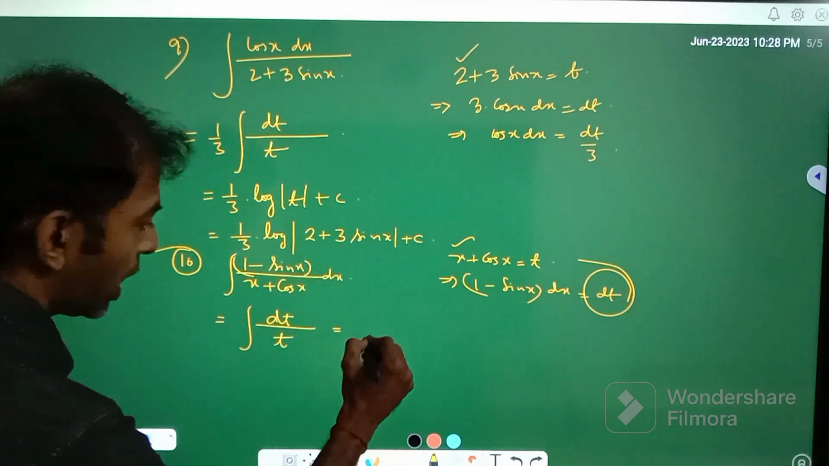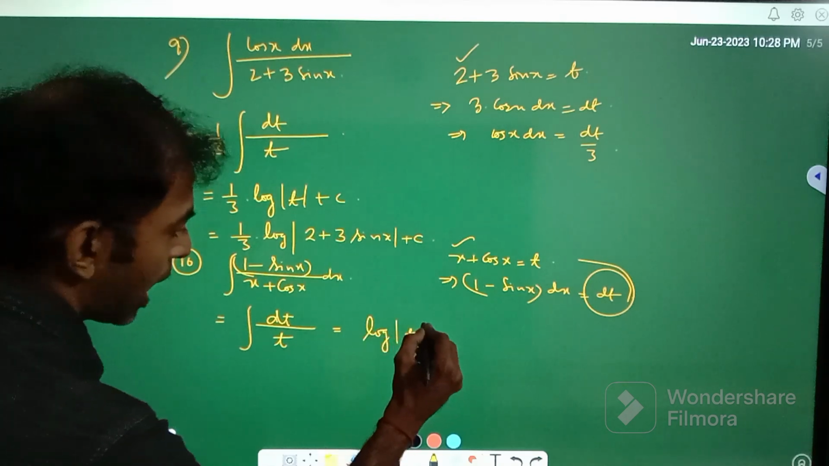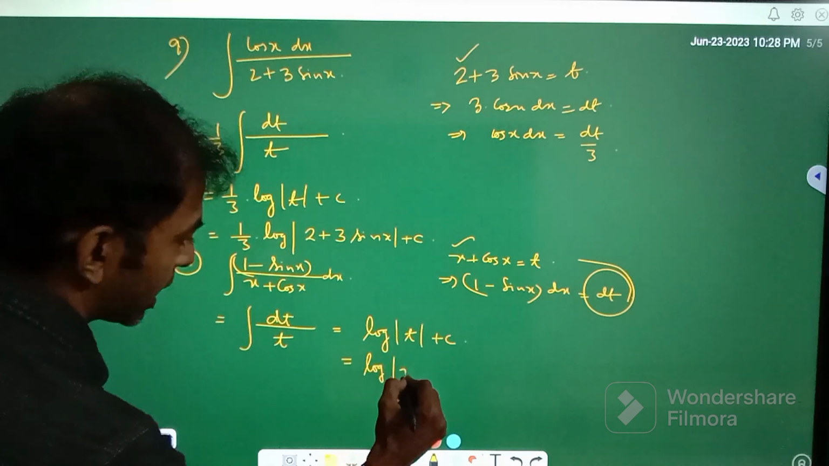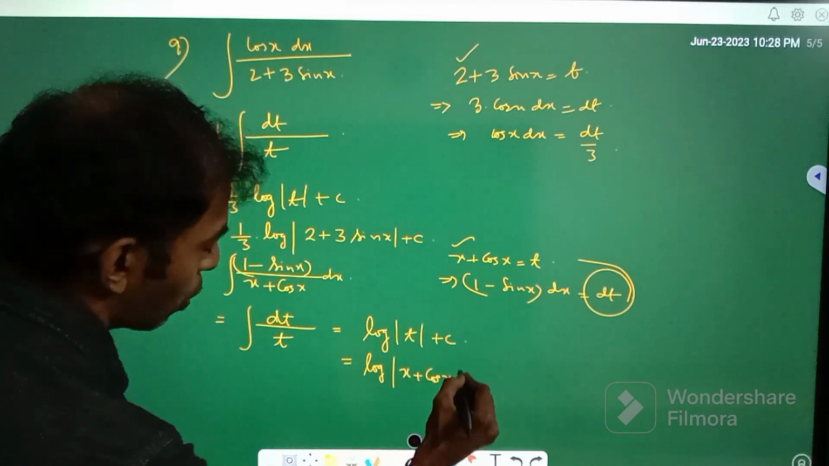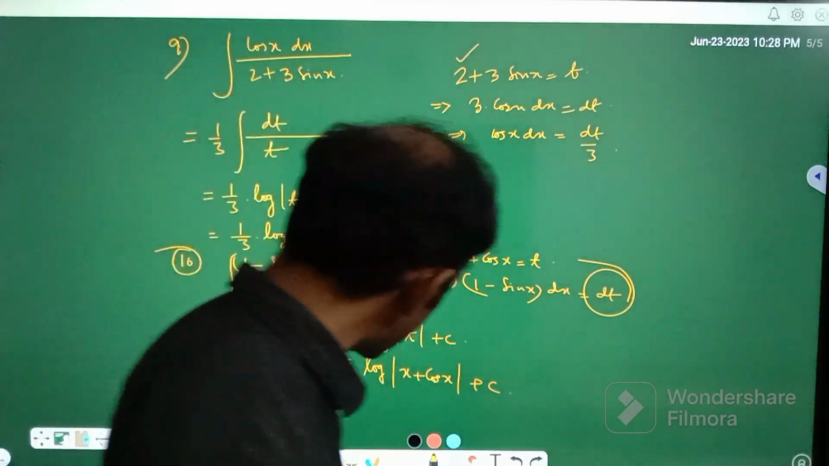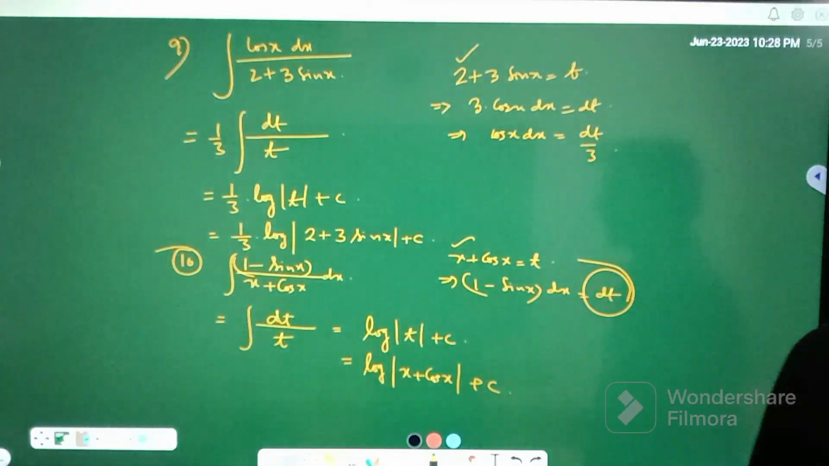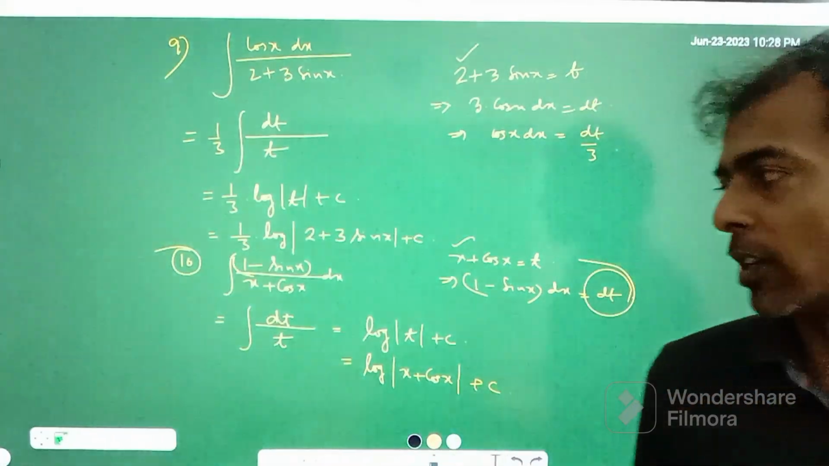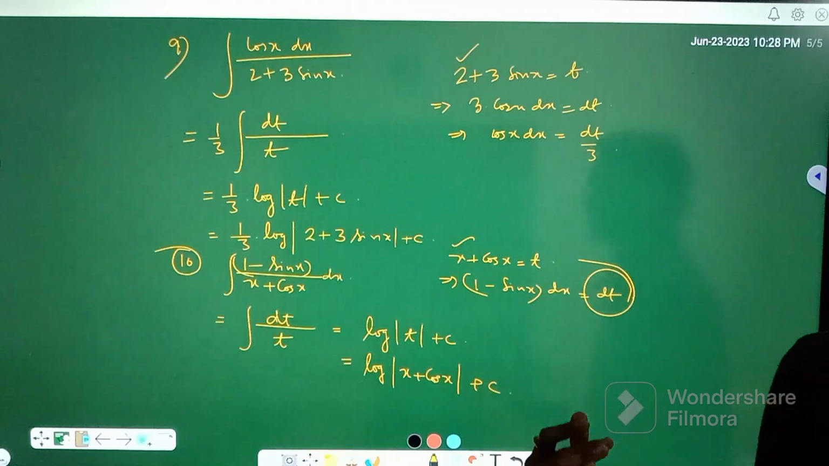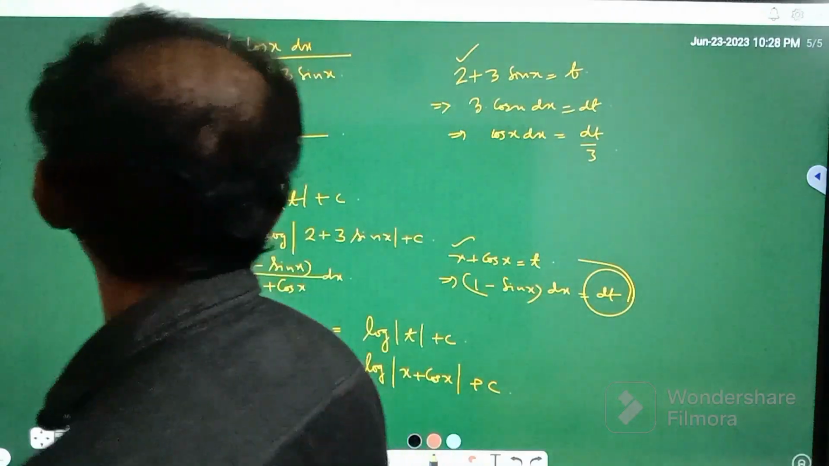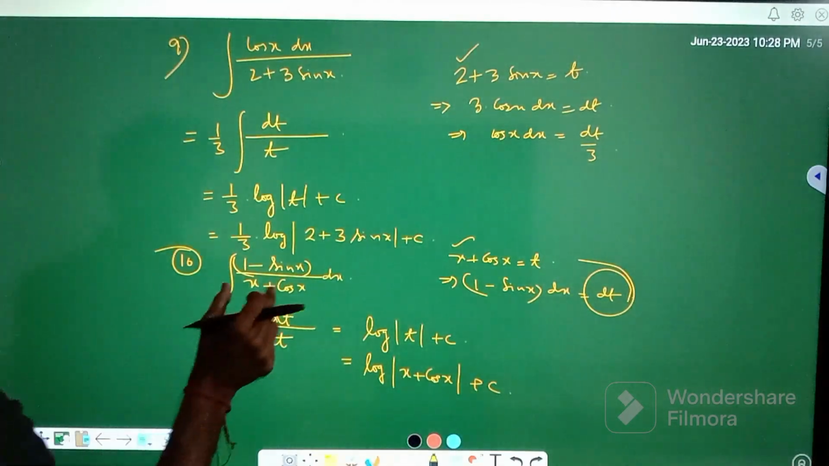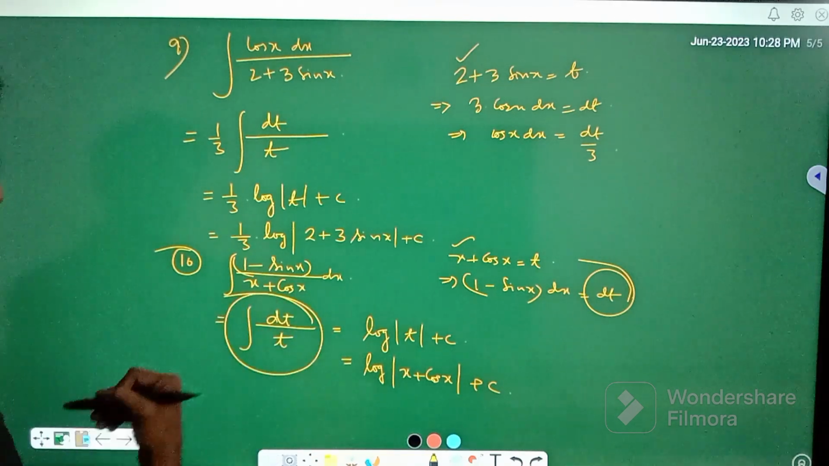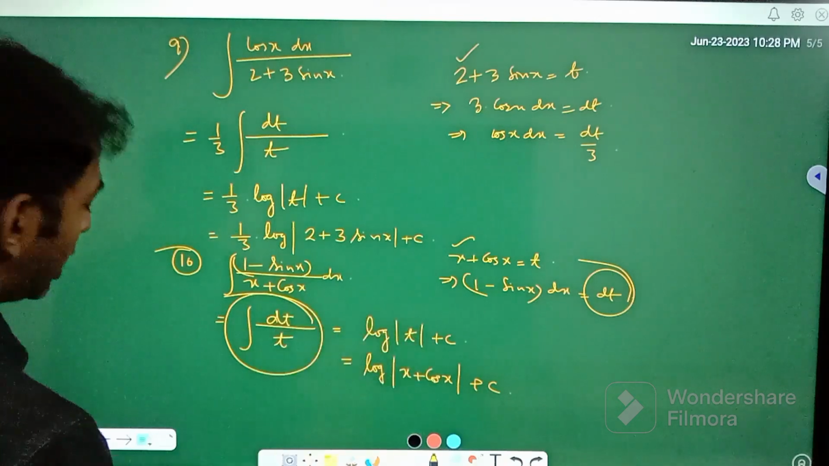Again the same formula, log mod t plus c, and you all know that the value of t is x plus cos x. So the answer is log modulus of x plus cos x plus c. Very easy problems, a typical pattern, actually the dx by x pattern. After substituting some particular expression, we are getting the same pattern every time, that is integration dt by t, and that's log mod t.